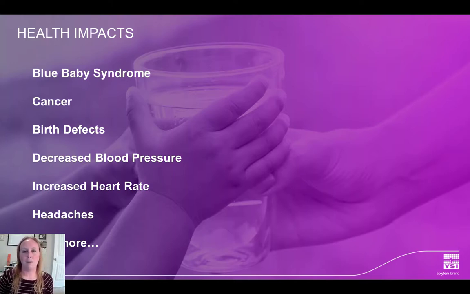And this doesn't just happen in babies, it can actually happen to adults who consume too much water that's nutrient rich as well. Other health effects of drinking water with excess nitrate are cancer, birth defects including neural tube defects, decreased blood pressure, increased heart rate, headaches, and more. The EPA has regulations on how much nitrate can be in public drinking water, but unfortunately not everyone has access to this type of water, so contamination of drinking water wells is a huge issue.